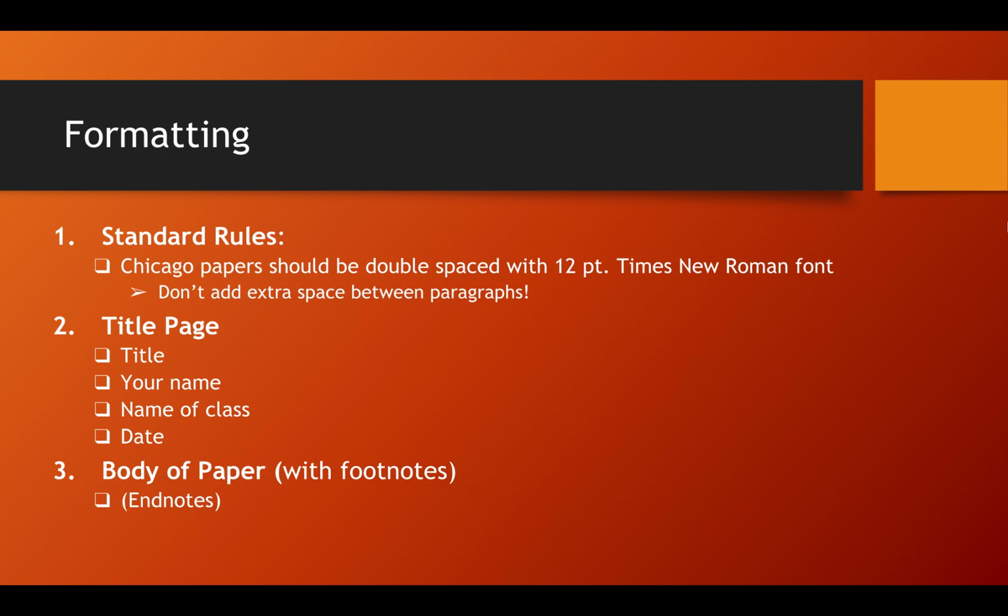Don't add extra space between paragraphs. That is a little bit unique and different, I think, perhaps, than a typical double-spaced paper. But that's pretty easy to do. There's something on Google Docs, for instance, and on Word where you can say add or remove space between paragraphs. And then title page, you'll have your title, your name, the name of the class, and the date. I'm going to show you how to format a title page in just a second. And then finally, the body of your paper with footnotes and maybe endnotes if you have to include those. I will also show you on Google Docs how to include footnotes.